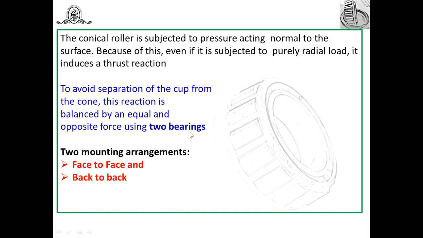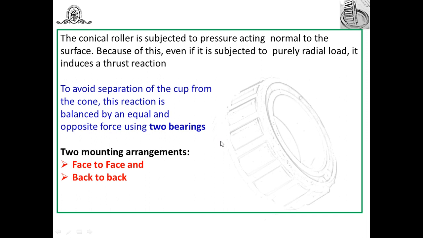So what is the important thing compared with a single deep groove ball bearing? Generally, two bearings, or a pair of taper roller bearings, are used in many applications. Try to understand, not a single taper roller bearing is used. Why are we using two bearings? Because of this thrust reaction, and to avoid the separation of the cup from the cone, this reaction is balanced by an equal and opposite force using two bearings. And always two taper bearings are used in almost all applications.